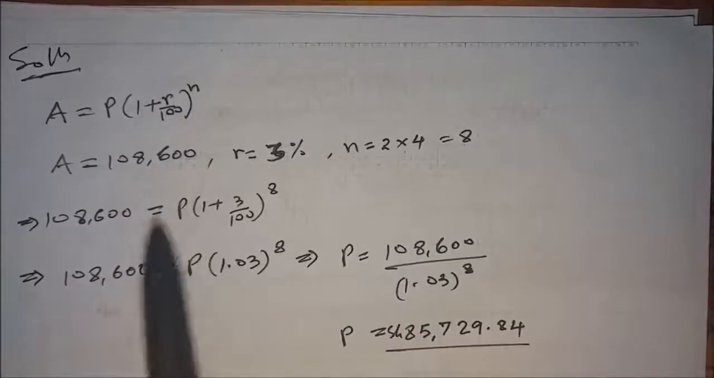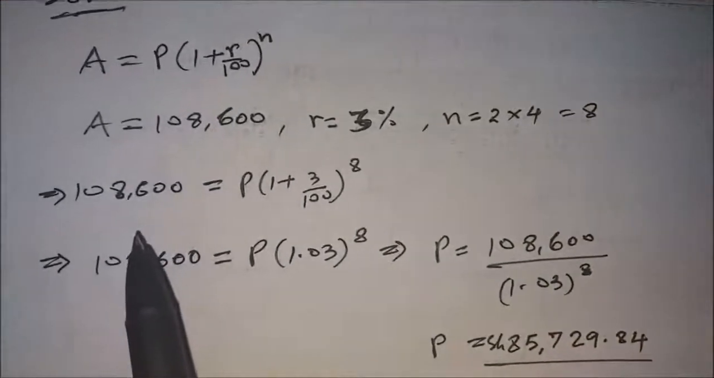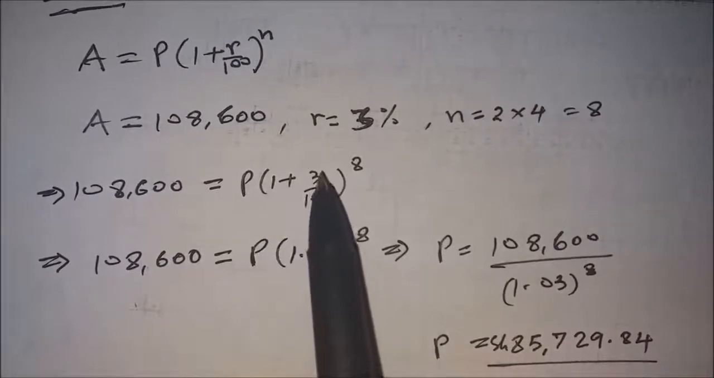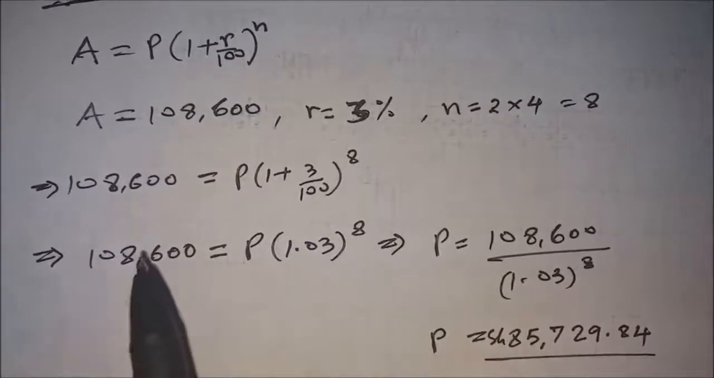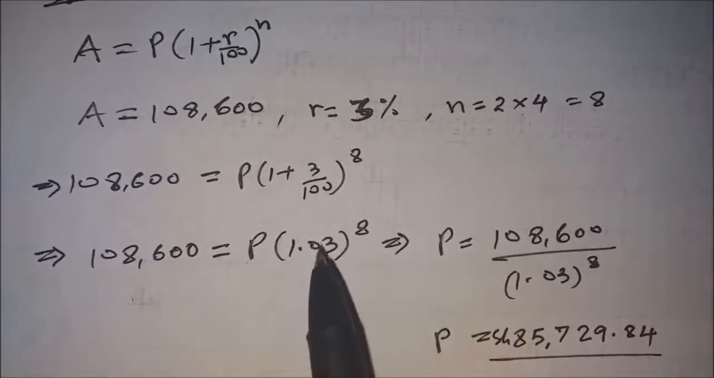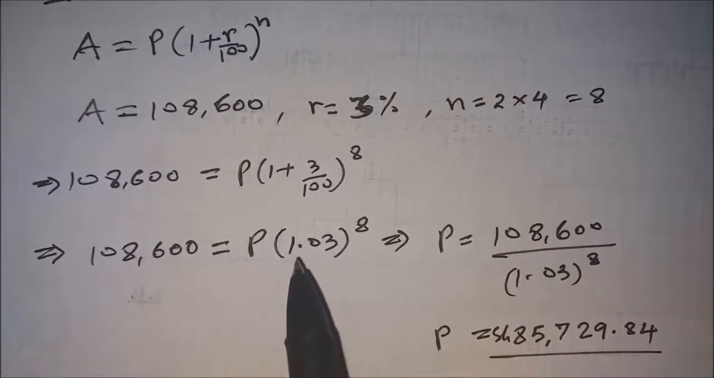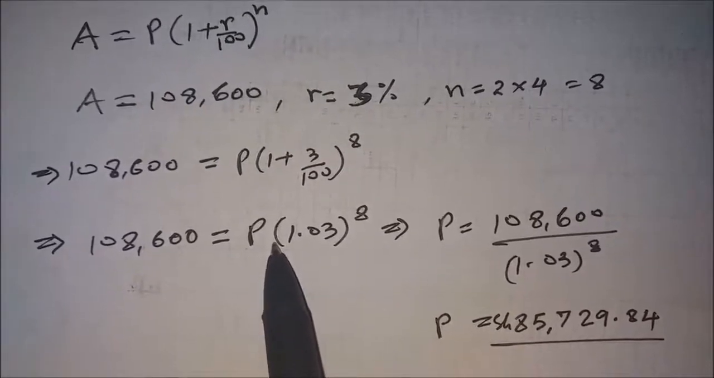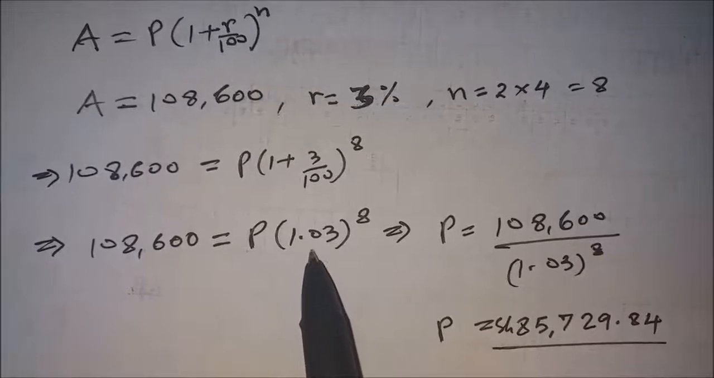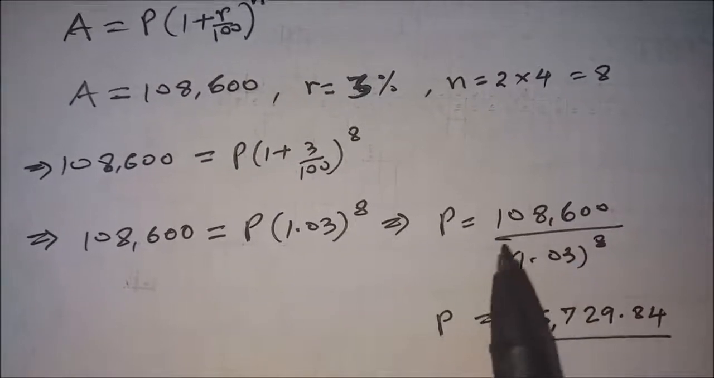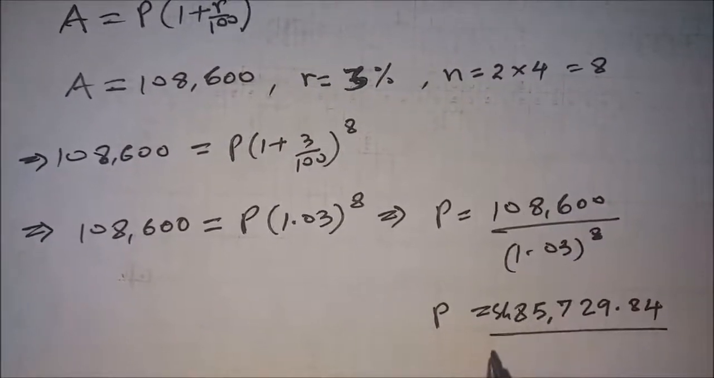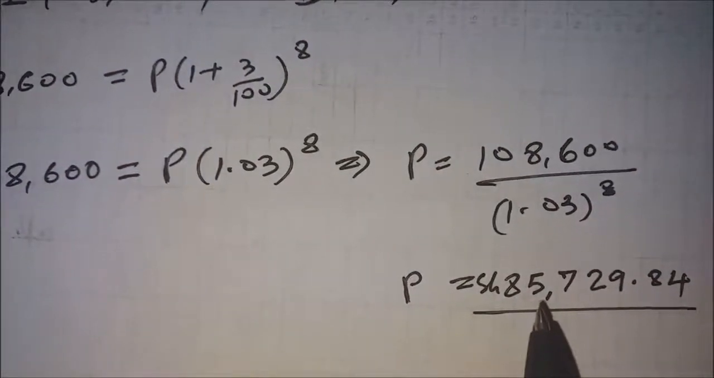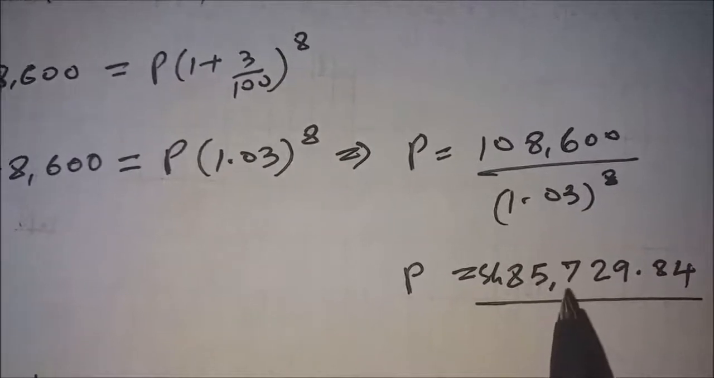We bring these values into the formula, and we have 108,600 equals P into 1 plus 3 over 100 to the power 8. Once again, we simplify the right-hand side. We have P into 1.03 to the power 8. We want the value of P. Straightforward, we divide both sides by 1.03 to the power 8. And so if we apply our calculator, the value of P comes to be 85,729.84.